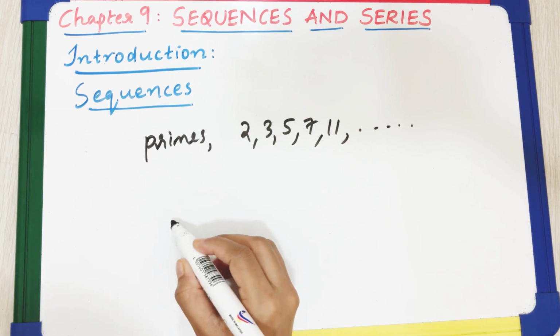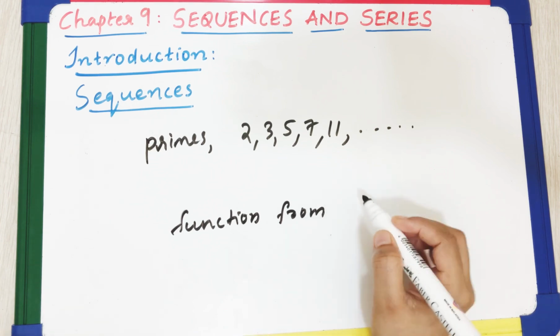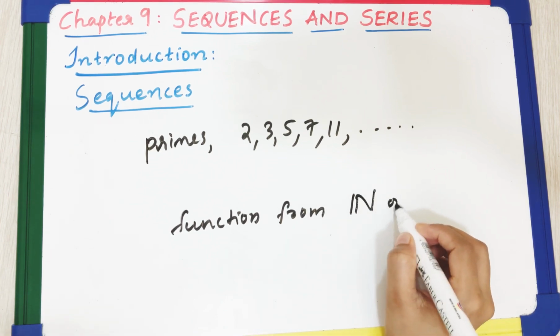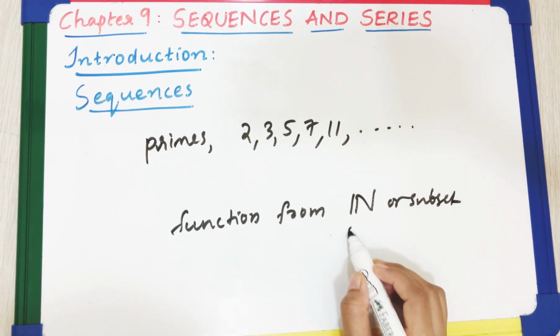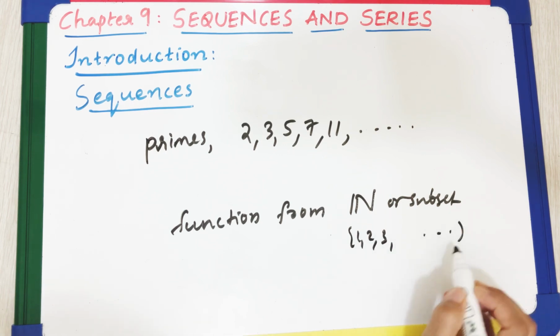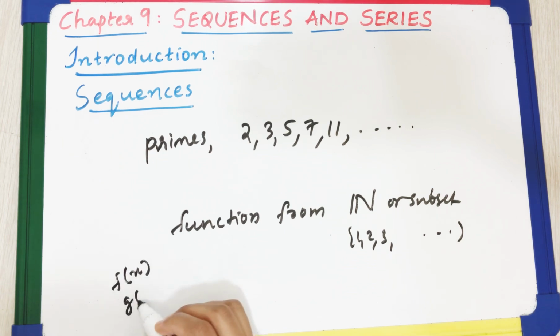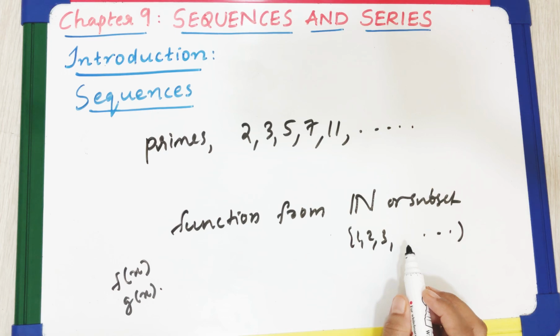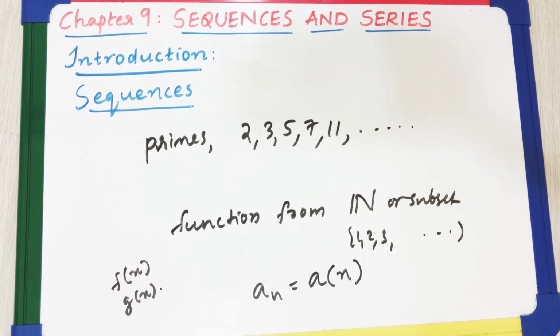We can regard a sequence as a function from the set of natural numbers or its subset. That is, the set of natural numbers is 1, 2, 3, etc. We can define a rule. We usually denote functions in the form f of x, g of x, like that. So here the domain is natural numbers. So instead of an, we can use the functional notation a of n. It's a function from natural numbers, so its terms can be defined as a of 1, a of 2, a of 3, etc.